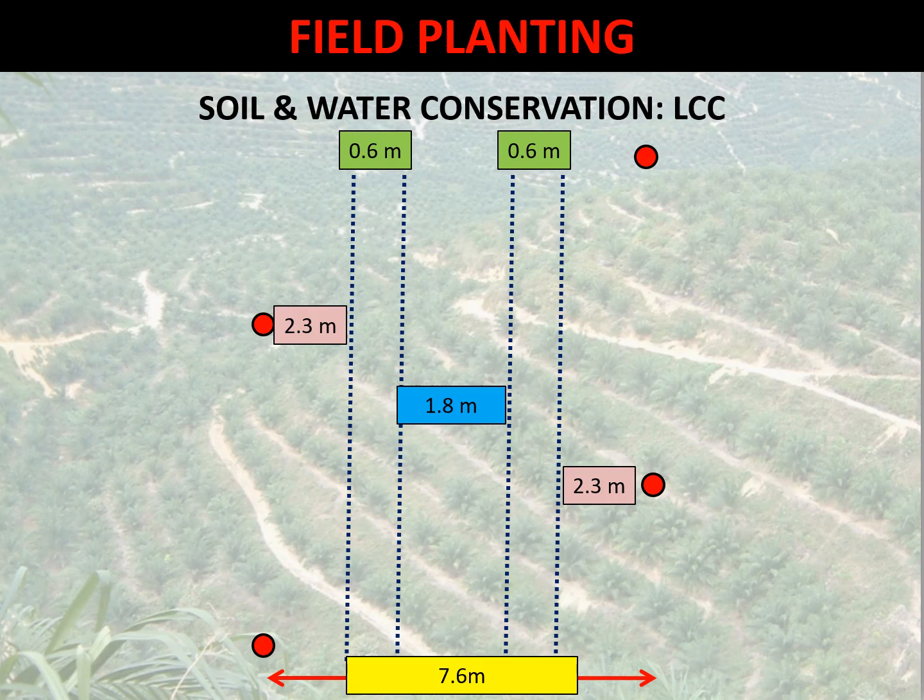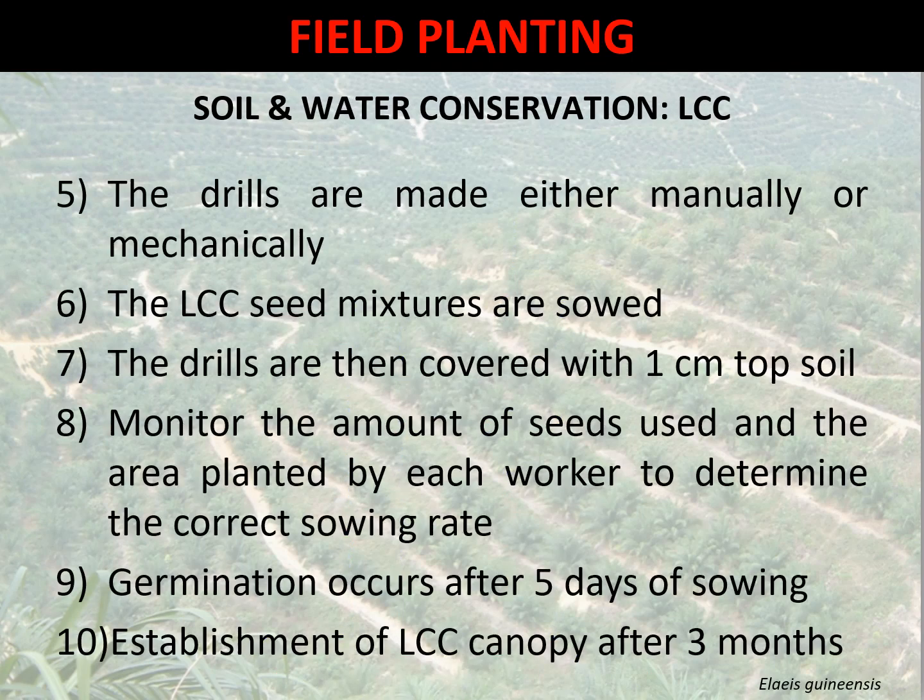Within a distance. The drills can be made either manually or mechanically. Then, the LCC seed mixtures are sown. The drills are then covered with 1 cm of topsoil. Monitor the amount of seeds used and the area planted by each worker to determine the correct sowing rate.